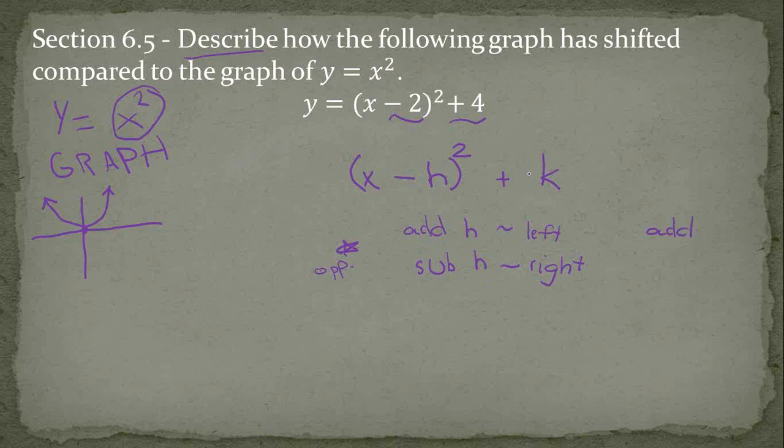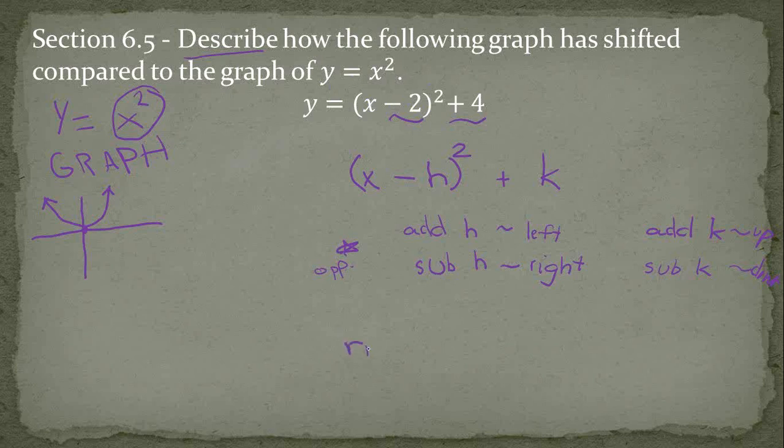Adding something at the end affects the y value, and the y-axis goes up or down. So adding something at the end, if you add a k value, that moves the graph up. And if you subtract a k, subtracting moves the graph down. So just by looking at this question, since it's minus 2, that affects the x, so that's either left or right.